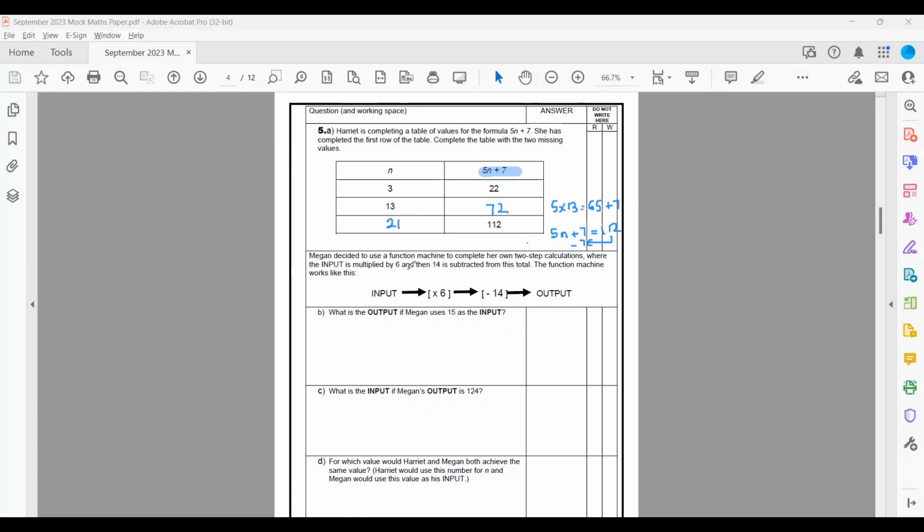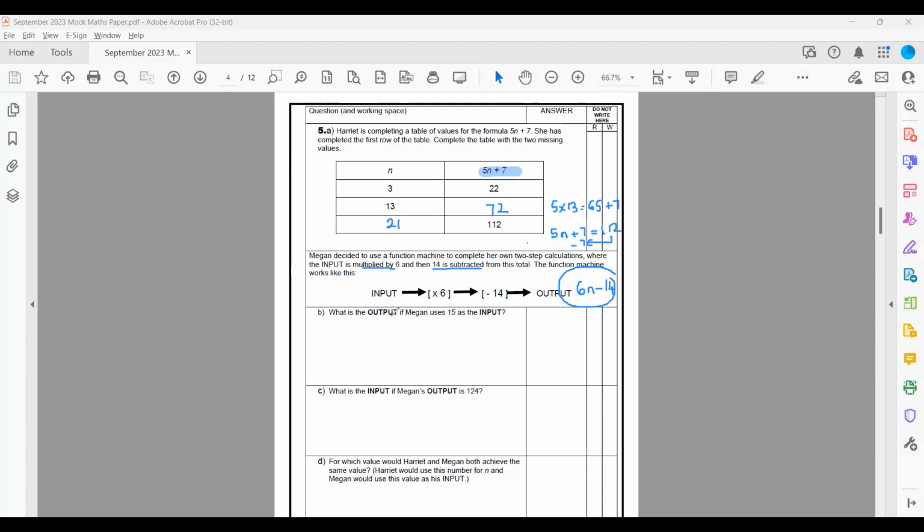Down here, we're given some more information. We're told Megan decided to use a function machine to complete her own two-step calculations, where the input is multiplied by 6 and then 14 is subtracted from the total. The function machine works like this. You put the number in, you times it by 6, you take away 14, and you get your answer out, and that's called the output. This is another way of doing nth term, using a function machine. We could also write an nth term formula for this. It would be 6n minus 14, and we'll keep that there in case we need it later.